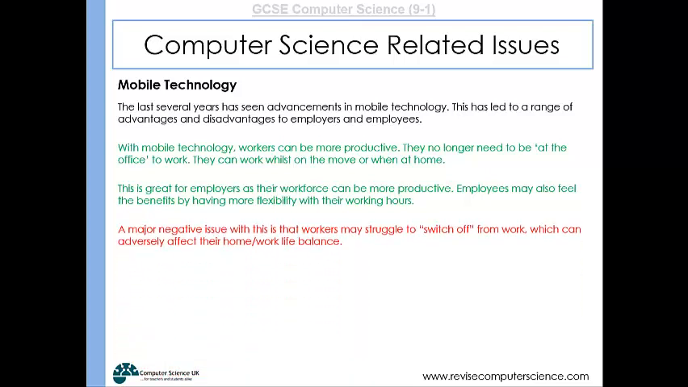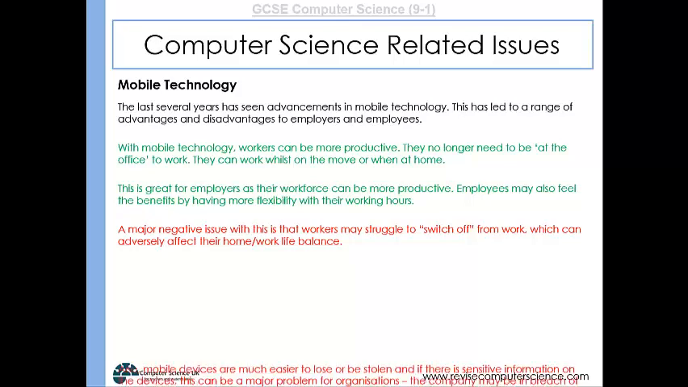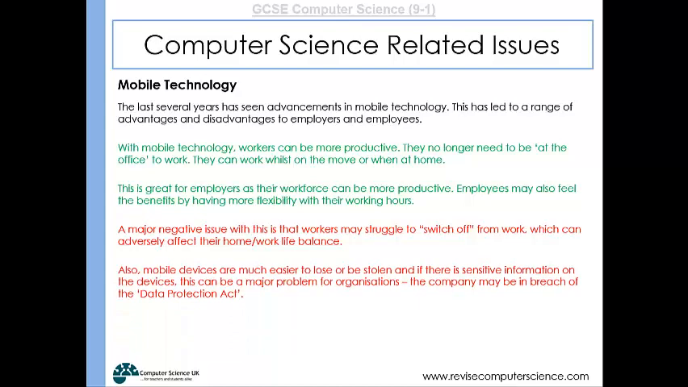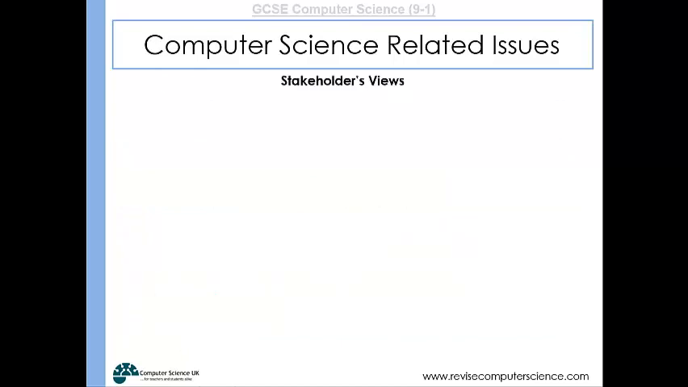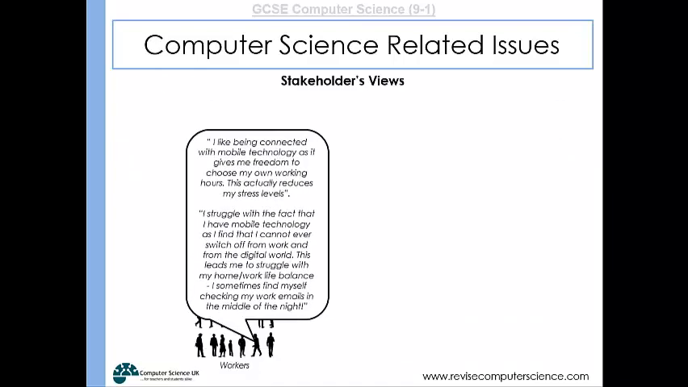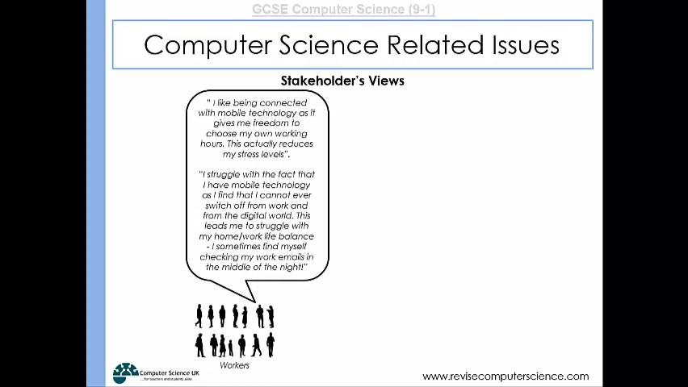But a major negative with all this mobile technology is that workers may struggle to switch off from work, which can adversely affect their home and their work-life balance. As mobile devices are much easier to lose or be stolen, and if there's sensitive information on these devices, this can be a major problem for organisations. The company may be in breach of the Data Protection Act. And furthermore, being connected 24/7 can lead to addiction too, which can again adversely affect lives.